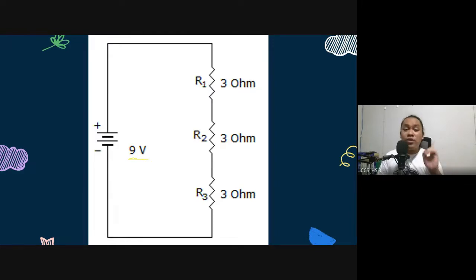Always remember that when you have a value for your voltage written near your source, automatically that becomes your total voltage. Always remember that whenever you have a value of voltage written near your source, this is our source, then the value of voltage written near it automatically becomes the total voltage. Understood?